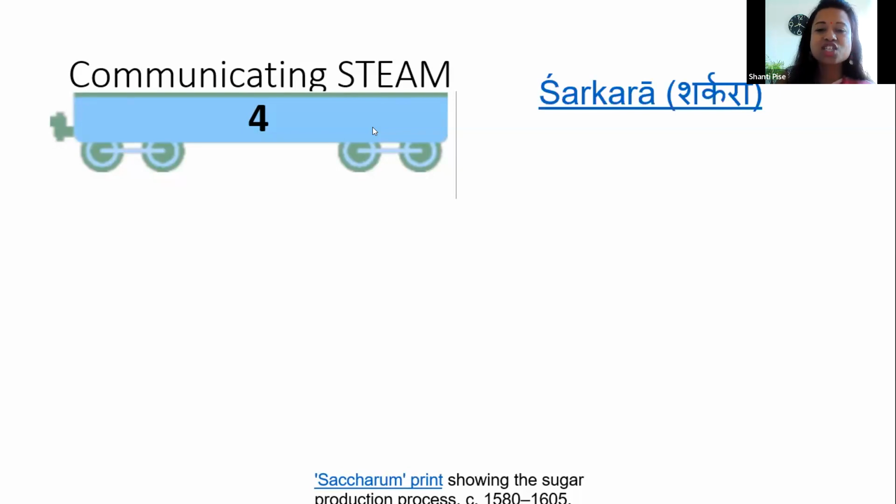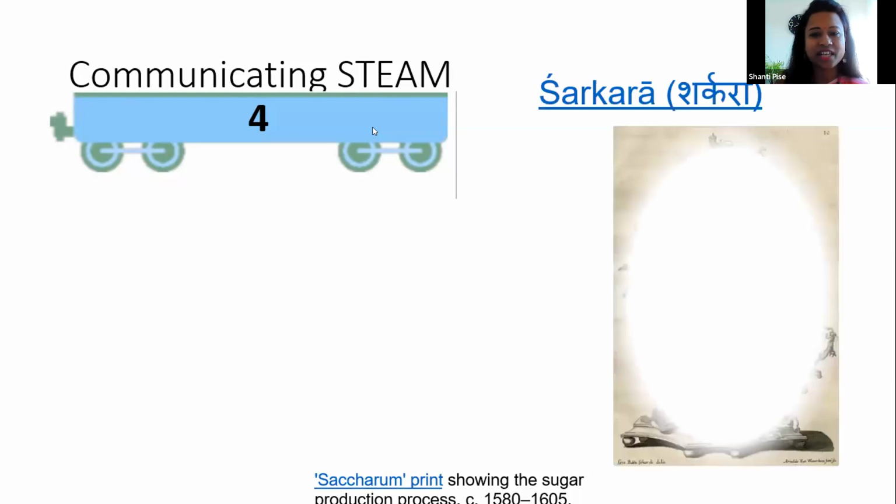So we should be proud with this sugar thing. Why? Because Sharkara was the Sanskrit word through which sugar has come. So sugar has an origin with the Sanskrit word. Isn't it amazing for all of us to understand? We also say shakkar in Hindi. So this has a Sanskrit origin.